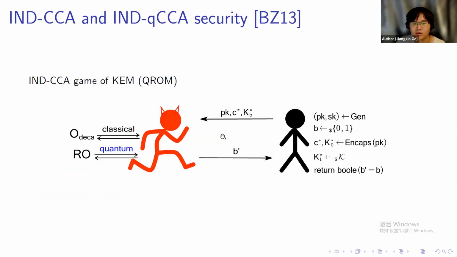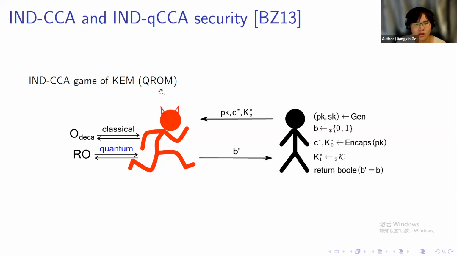Okay, so in the QROM, the IND-CCA game of a KEM scheme is defined as follows. Here, the challenger sends the public key PK, the challenge ciphertext C*, and the key K_b* to the adversary. K_b is either generated by the encapsulation algorithm or randomly chosen from the key space. The adversary has classical access to the decapsulation oracle and quantum access to the random oracle. It finally produces a guess b' for b. After obtaining b', the challenger outputs a value, which is 1 if b' equals b. Otherwise, this value is 0.